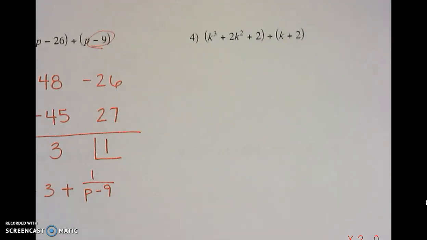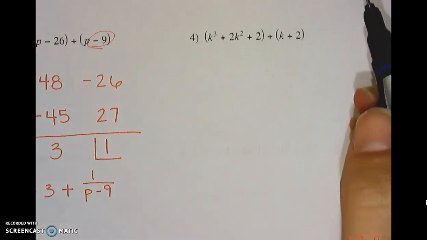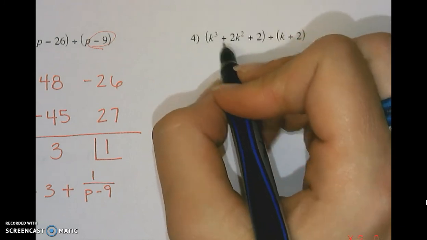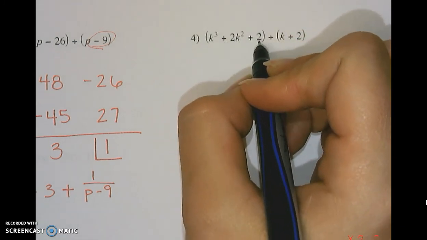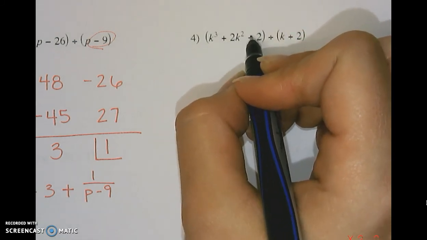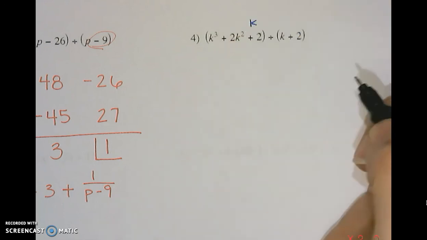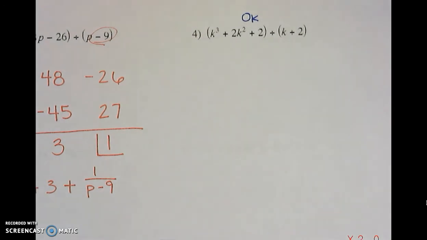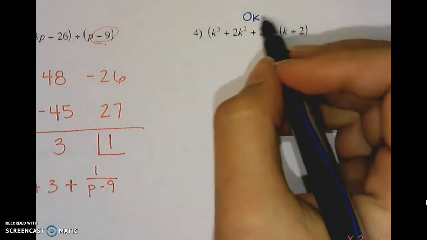Now, number 4 is a little bit different. And the reason being is because we're actually missing a term here. So we have k cubed, k squared, and then we just have our constant. So what term are we missing? We're missing just the k term. So we have to think in our head that's 0k. Although it looks like okay, but it's 0k.